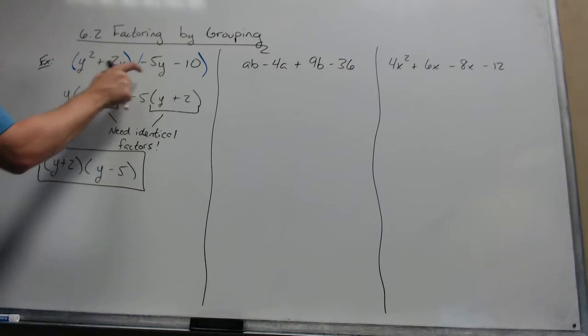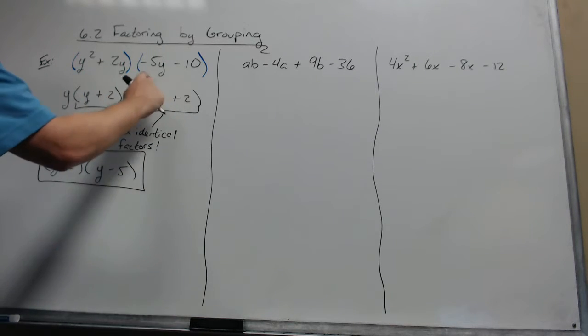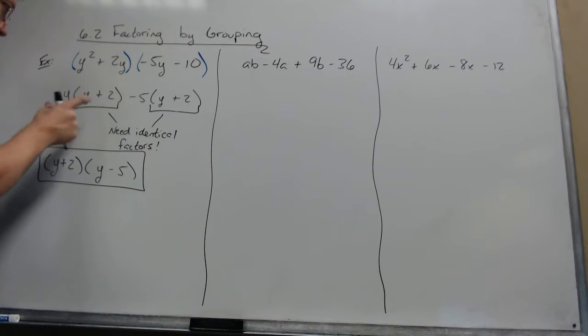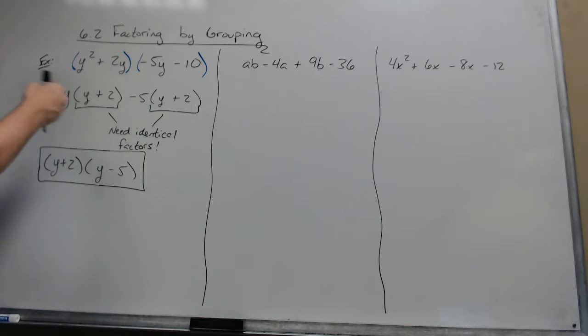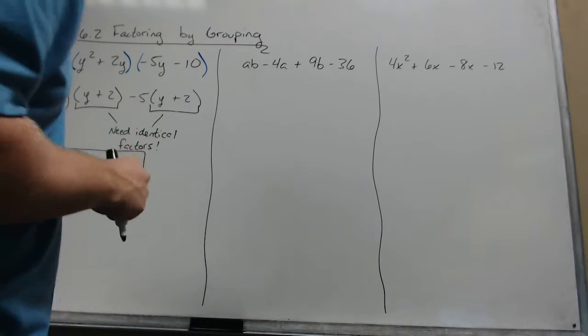Right? We split it into groups and found GCF. Those individual groups gave us common factors, and we did a GCF again. So it's 2 iterations of this GCF process. And we can do these other 2 examples the same way.